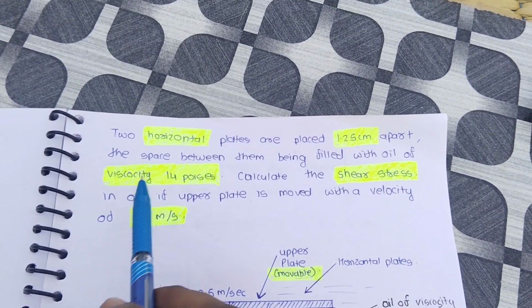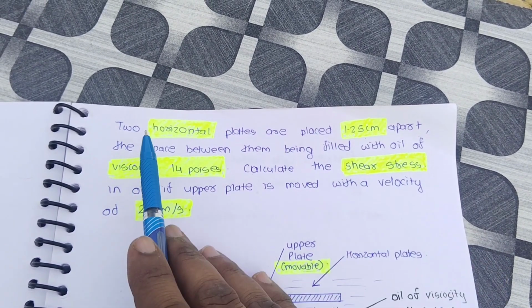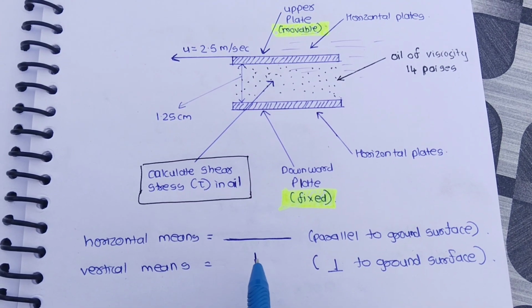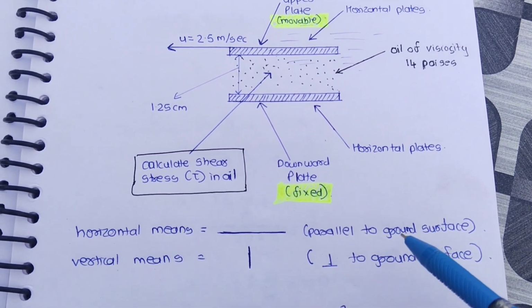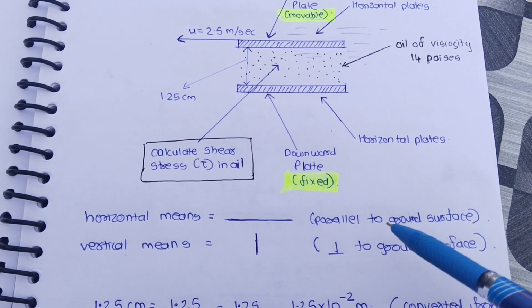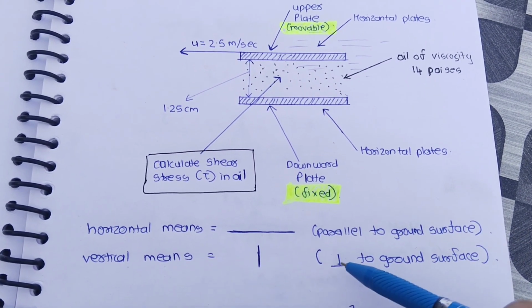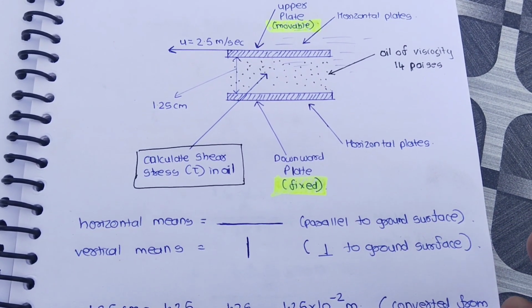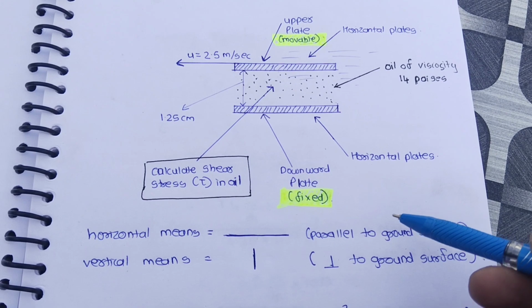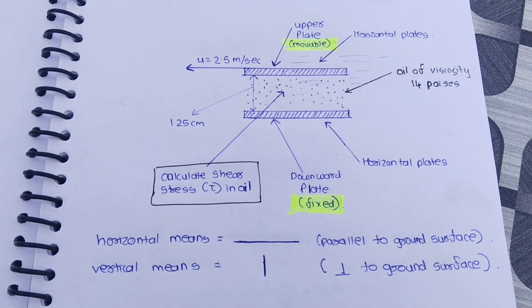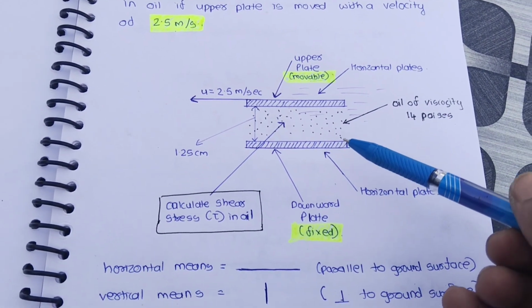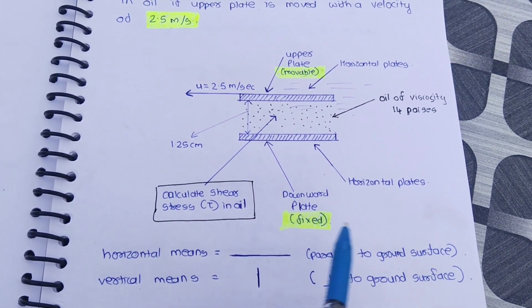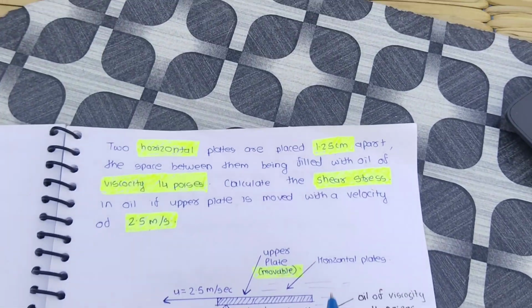So first of all, we have to understand horizontal. Horizontal means like this, and vertical means like this. Just for the sake of understanding, I have given here: horizontal means parallel to the ground surface, and vertical is perpendicular to the ground surface, or actually perpendicular to anything. A wall is also vertical, perpendicular to the ground and parallel to the wall. For this numerical, just assume that horizontal means parallel to the ground surface, and vertical means perpendicular to the ground surface.